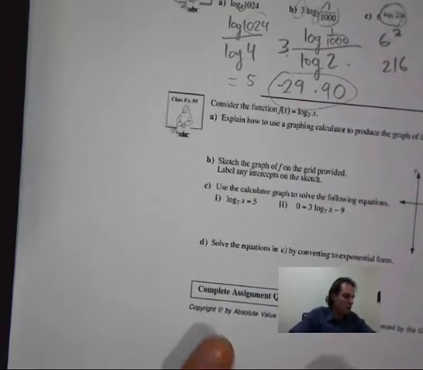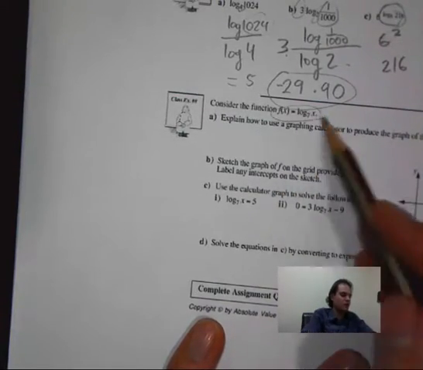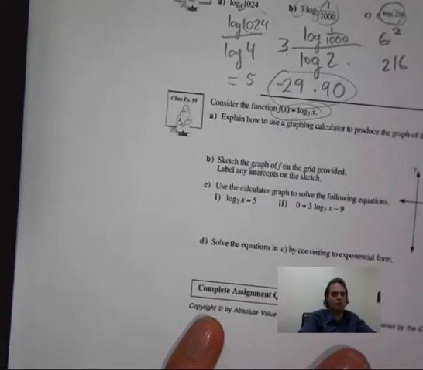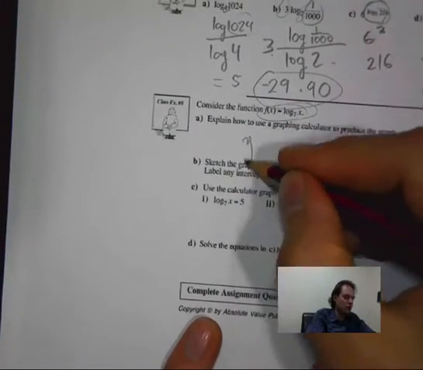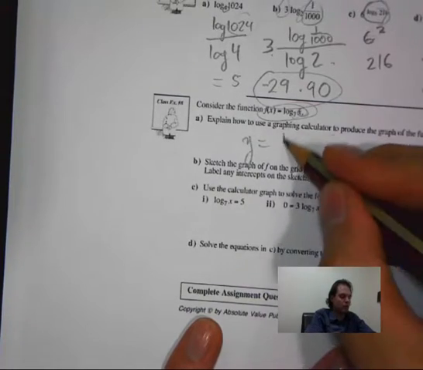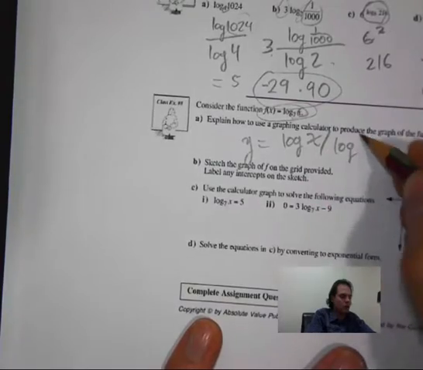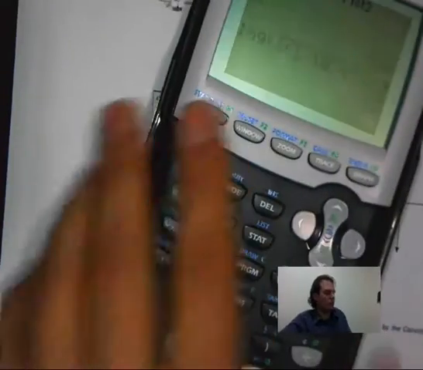It says, explain how to graph using the graphing calculator for this here. So we want to graph this using the graphing calculator. Well, first of all, we have to put this into y equals. Now it's in base 7, and my x value is x. So we're going to have to say log x divided by log 7. So let's put that in my y equals.